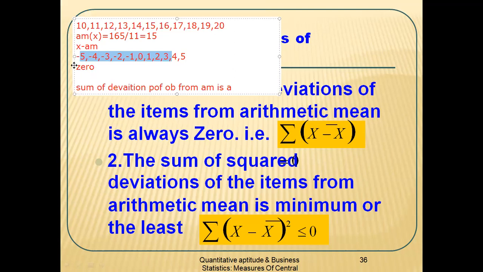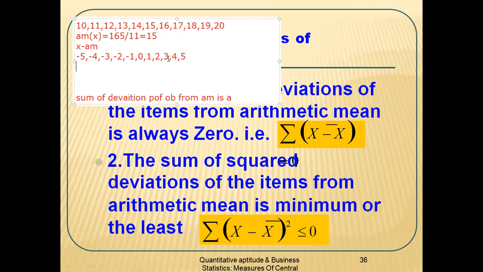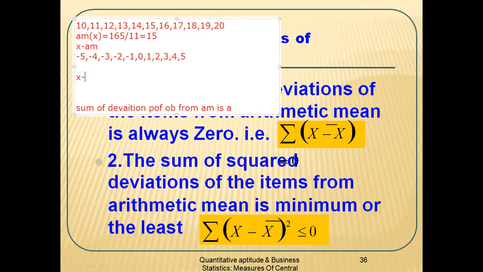Now instead of summing up right away, let me square the numbers. We have the deviations from the arithmetic mean: minus 5, minus 4, minus 3, minus 2, minus 1, 0, 1, 2, 3, 4, 5. Let me square the given numbers. When I square it, what do you get? (x minus arithmetic mean) the whole squared. Whatever the deviated observations are, let me square them.